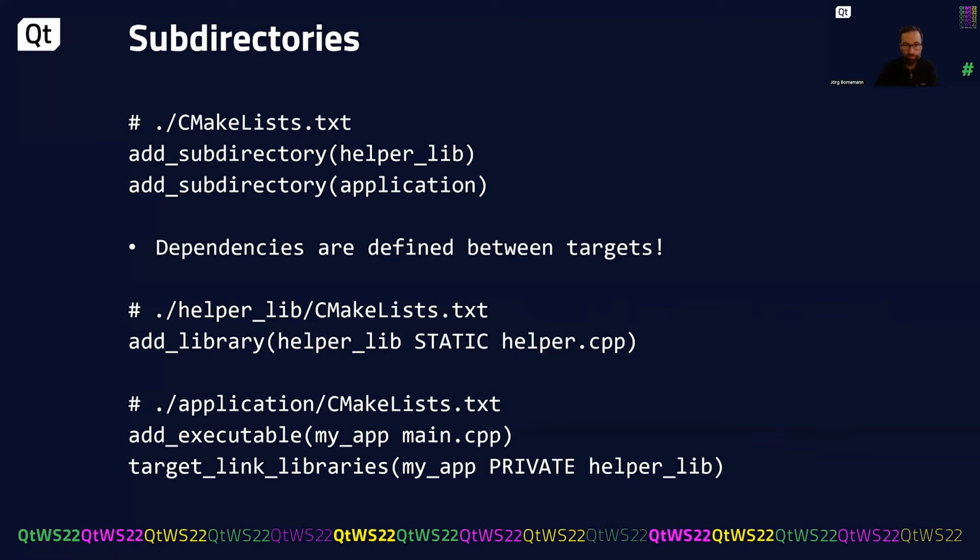And this call does not only add helper lib on the command line, but it also creates a build dependency between my app and helper lib. This guarantees that helper lib is available when my app is going to be linked. The relationship between application and library is defined in just one place, exactly there in the last line. And I think that's quite convenient.